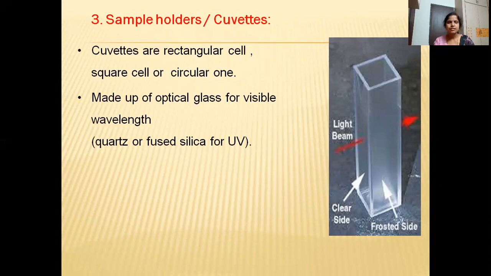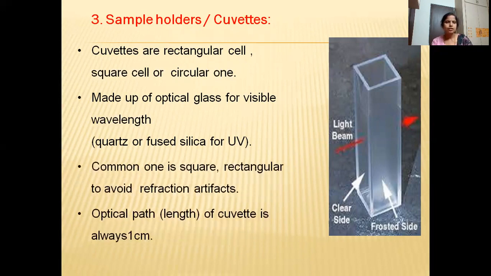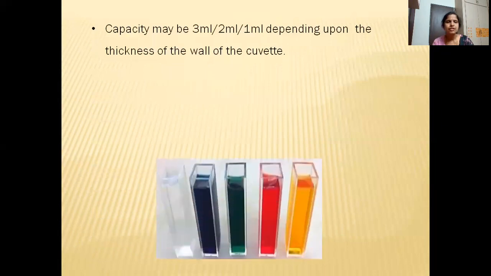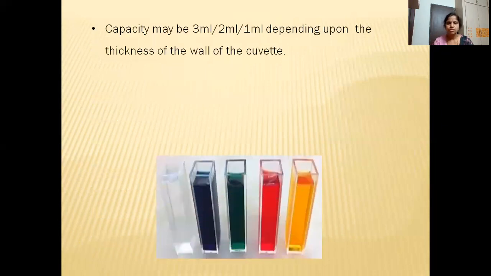Cuvettes may be rectangular, square or circular cells, but we generally use the square cell. It is made of optical glass for visible, and quartz or fused silica for UV. The common one is square, and the optical length of the cuvette is always 1 centimeter. This is the length of the cuvette, on all four sides it will be 1 centimeter. So this is taken as the standard path length of the sample solution. And the capacity is 3 ml, or it may be 2 or 1, depending upon the thickness of the wall of the cuvette.